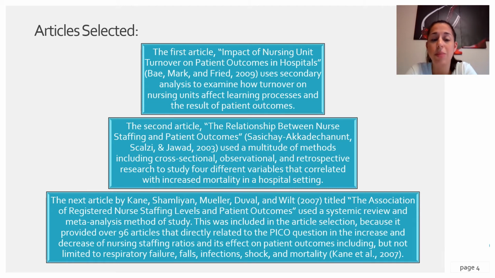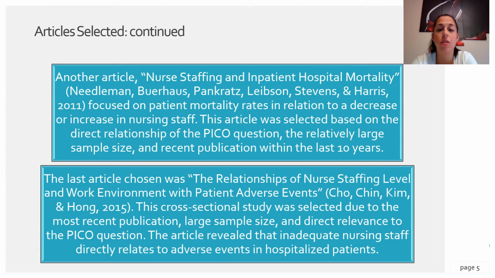It was included because it provided over 96 articles that directly related to the PICO question in the increase and decrease of nursing staffing ratios, its effect on patient outcomes, including but not limited to respiratory failure, falls, infection, shock, and mortality. The fourth article focused on patient mortality rates in relation to a decrease or increase in nursing staff. This article was selected based on a direct relationship to the PICO question, relatively large sample size, and recent publication within the last 10 years.